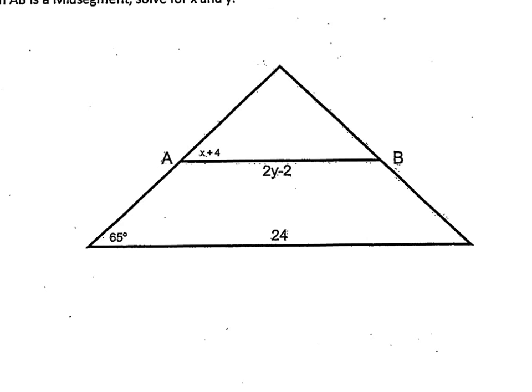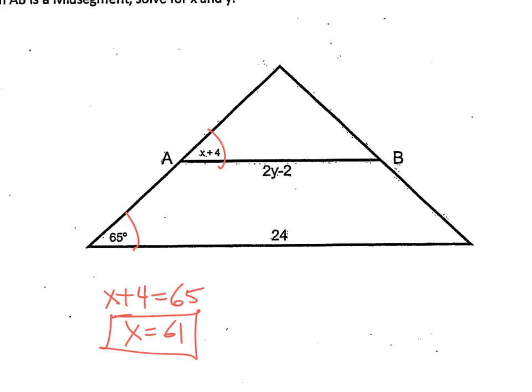In this problem, we're looking for both x and y, so both of these angles are congruent to each other. So that means that x plus 4 is equal to 65. If I take away 4 from both sides, x is 61.